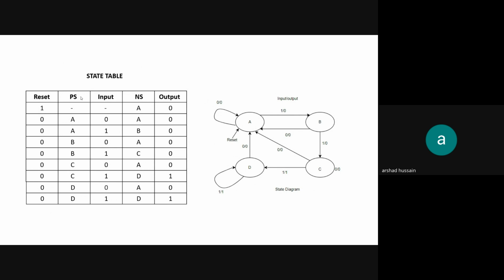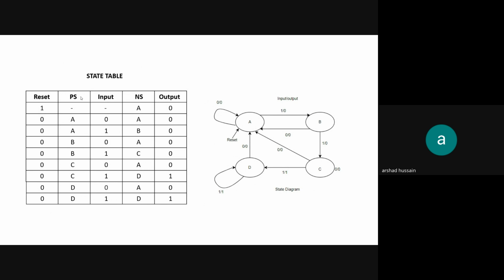Now suppose I'm in the initial state. When we reset, we start from A. Now if we get an input value 0, it will remain at the same state, state A only. So I'm waiting for the next one. Whenever I get 1, I go to the next state, and the notation will be 1/0, as you can see. As I still haven't got three consecutive ones, the output will remain 0.